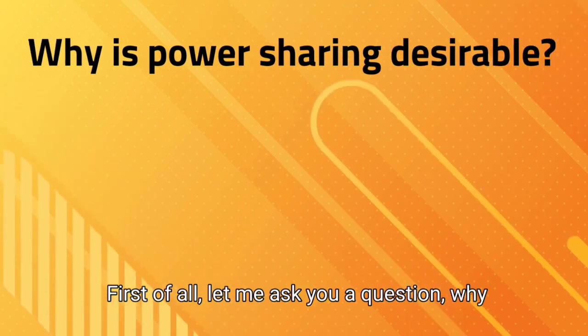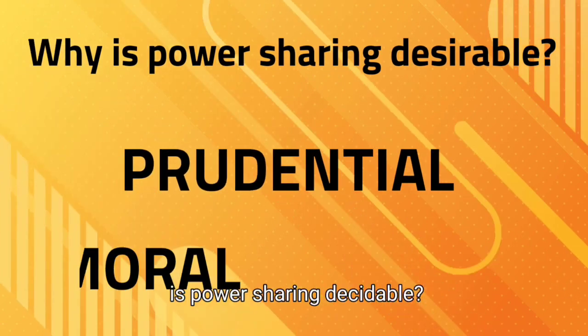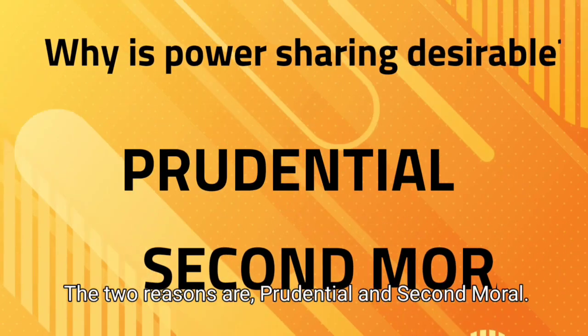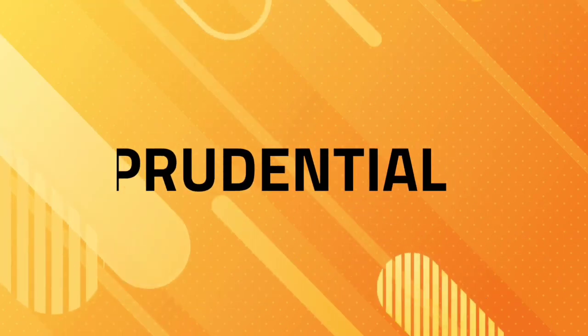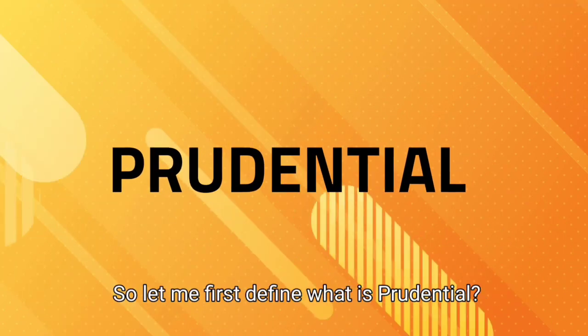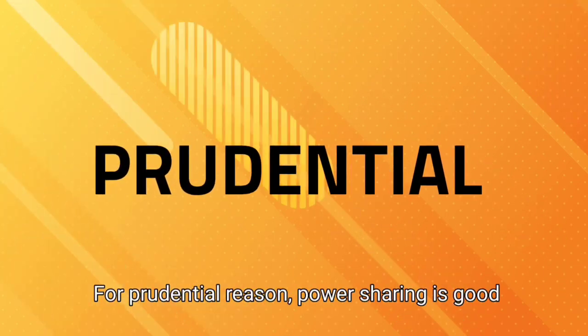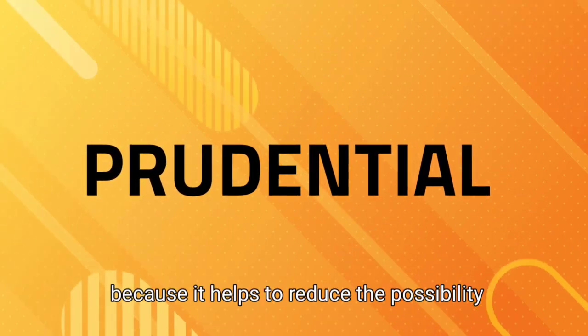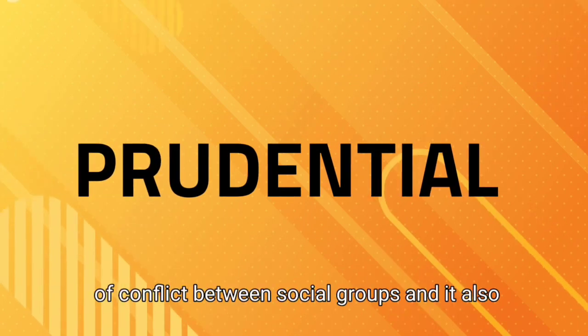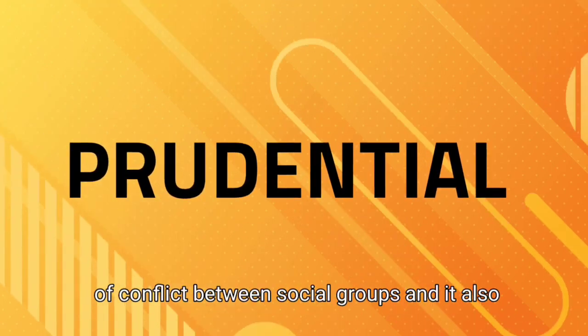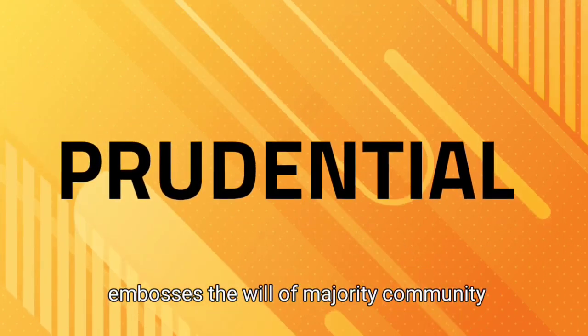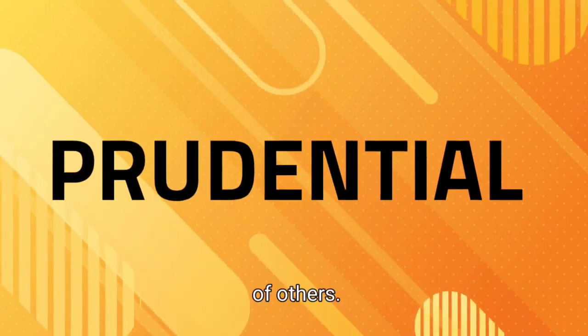Now, let us talk about prudential and moral reasons. First of all, let me ask you a question. Why is power sharing desirable? The 2 reasons are prudential and moral. So, let me first define what is prudential. For prudential reasons, power sharing is good because it helps to reduce the possibility of conflict between social groups, and it also prevents the imposition of the will of the majority community over others.